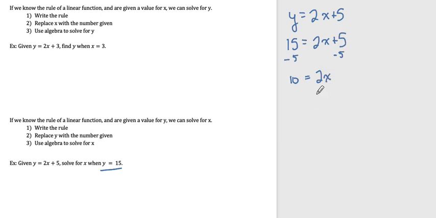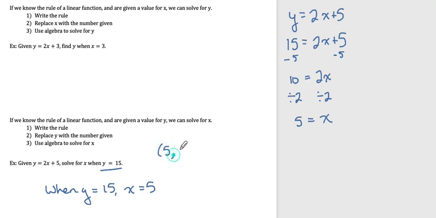To get rid of this multiplication, we do some division. So this is divided by 2. This is divided by 2. 10 divided by 2 is 5. We do this division so the 2's go away. So 5 equals x. So when y equals 15, x equals 5. And what that tells us is that this line here goes through the point 5, 15. Remember, we always write our x's first. So when we're solving for x or we're solving for y, we write the rule, replace the variable x or y with the number that we're given, and then we solve for the other one.